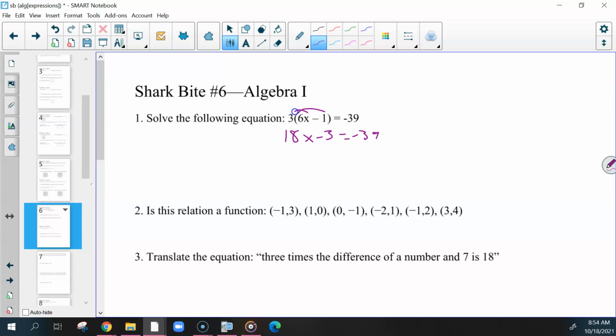So you would solve for x by adding 3 and divide by 8. So x equals negative 2. Is your final answer? Questions on that one?